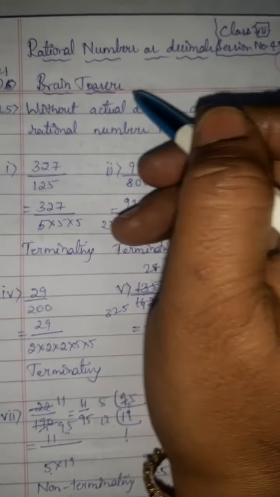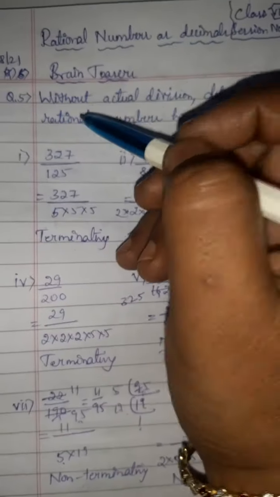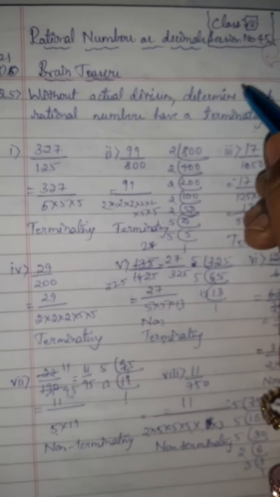Children, in this session we have solved the problems from brain teasers, question number 5, 6 and 7. Hope you have understood well. Thank you, children.